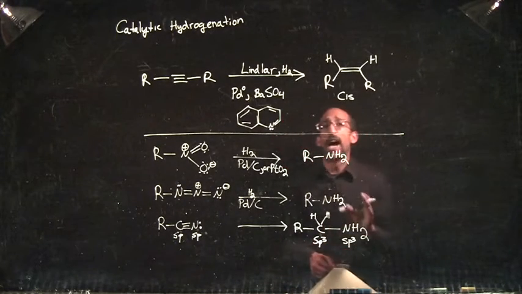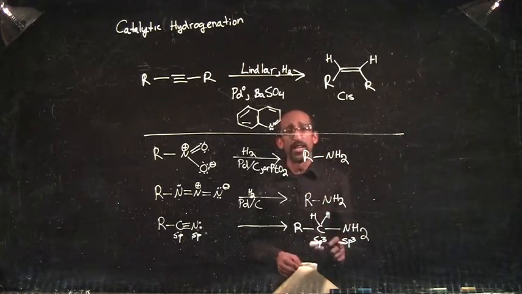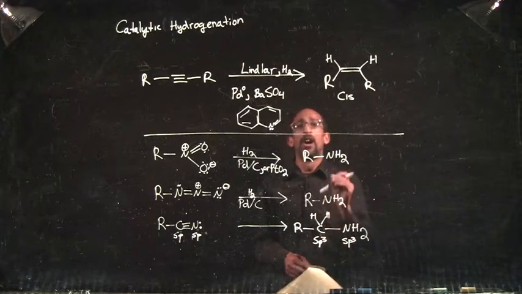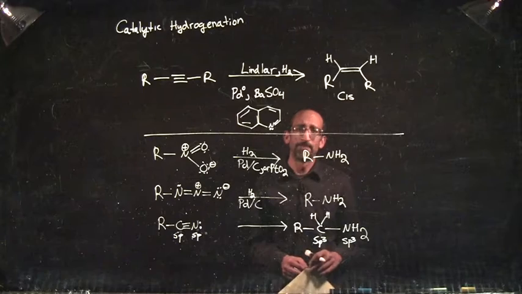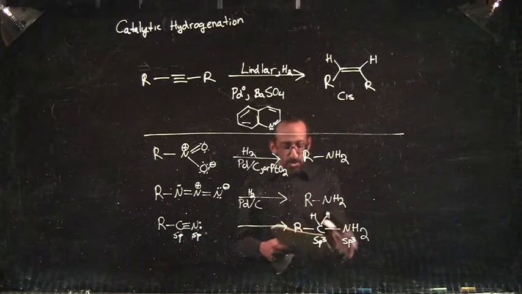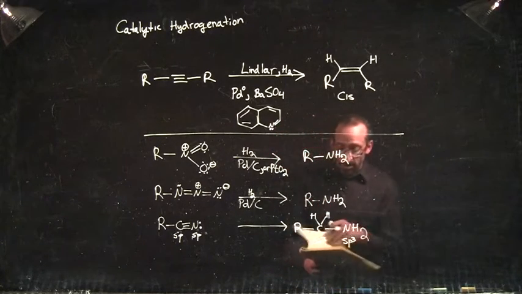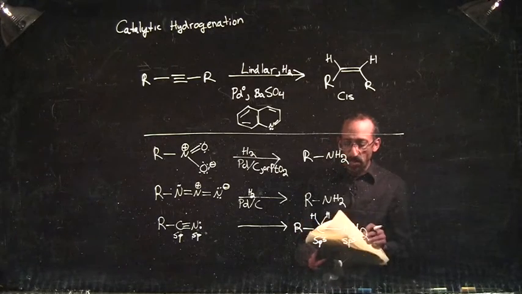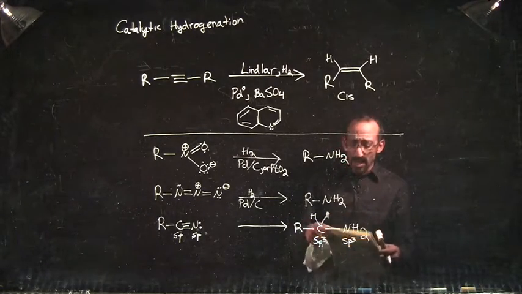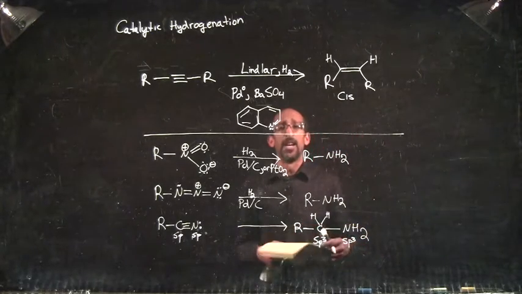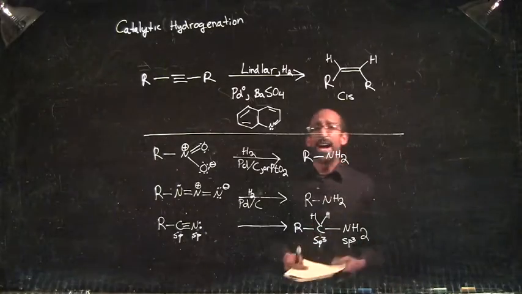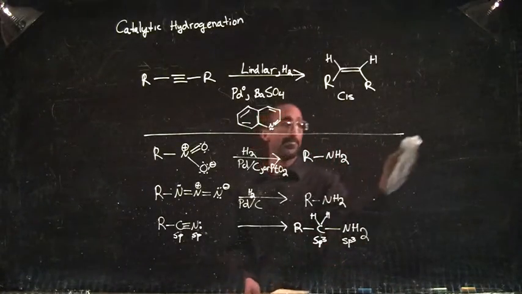You need to be able to accurately predict products, provide reagents, or predict starting materials on fill-in-the-blank type problems. Okay, so next we're going to move on to take a look at some reactions that are formally oxidation reactions that we need to be aware of. And that's going to be the second half of the content for topic 25. So I'm going to clear off the board, and we'll be right back to see what those are.